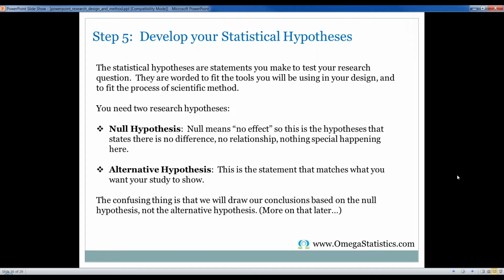The null hypothesis means no effect. Null means none, nada. So this is the hypothesis that states there's no difference. That's the hypothesis we're testing. We're testing for no difference.